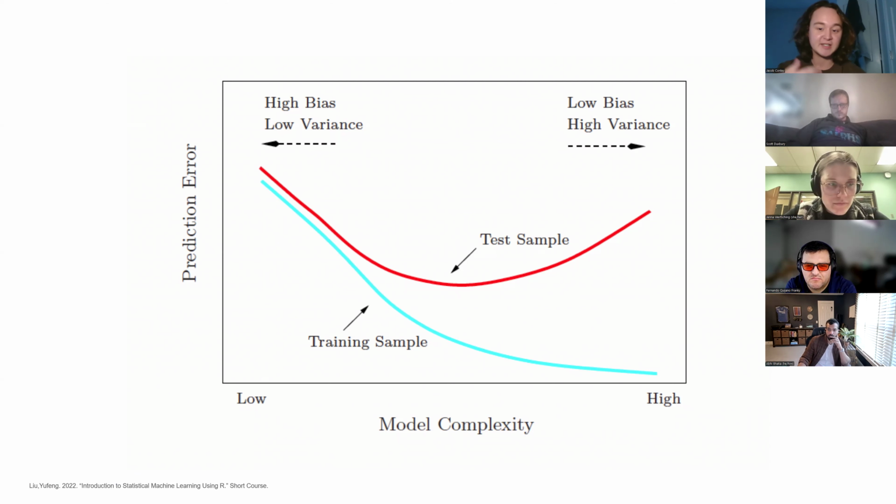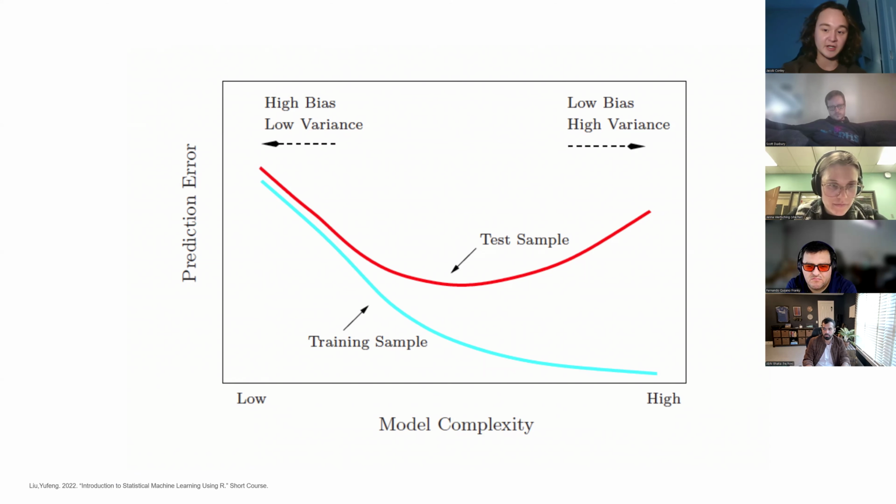But the red testing line tells a different story. Initially, as we add complexity, our testing error decreases. We're capturing real patterns in the data. But then there's this turning point. Here you see, after a certain level of complexity, our testing error starts to increase again. This is overfitting. The model is starting to fit noise in the training data rather than real patterns that generalize.